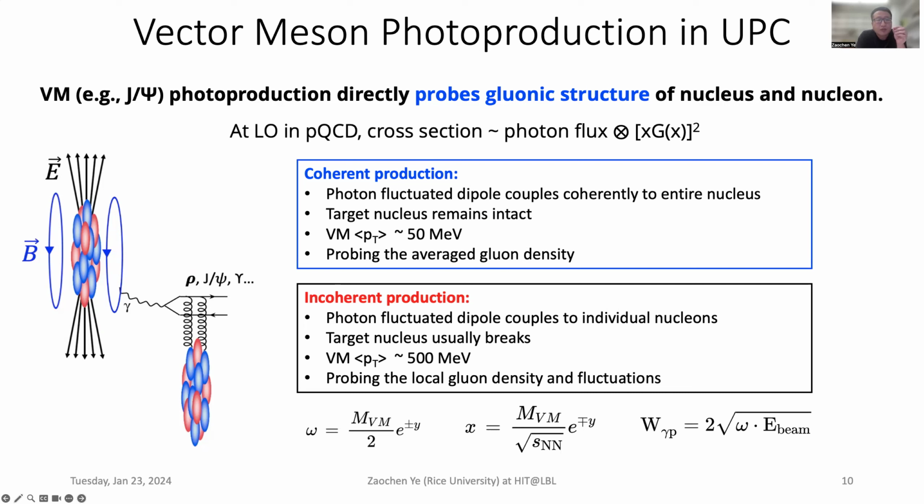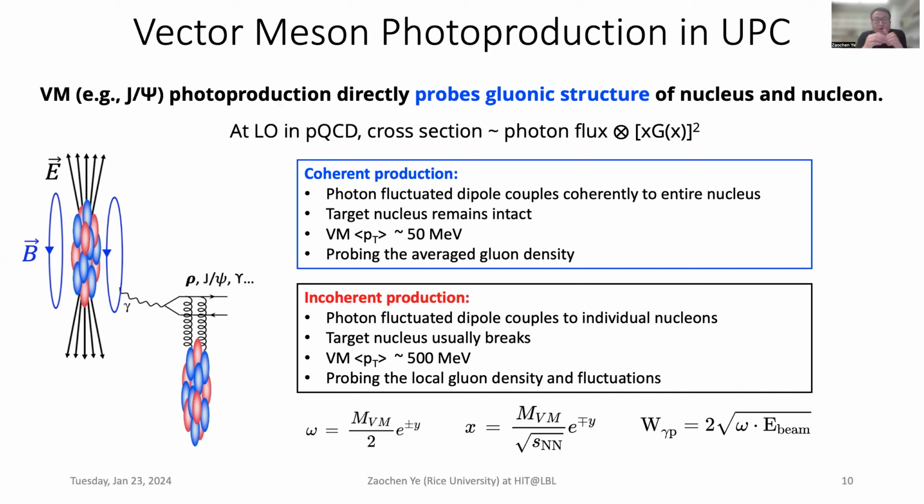In incoherent production, after the interaction, the target nucleus usually breaks, and the produced vector meson usually has a few hundred MeV pT. If the nucleons get broken, that means this process probes an even smaller scale inside the individual nucleons. It can actually produce a vector meson with pT of about 1 GeV. So in this case, it is probing the local gluon density and the local fluctuations.